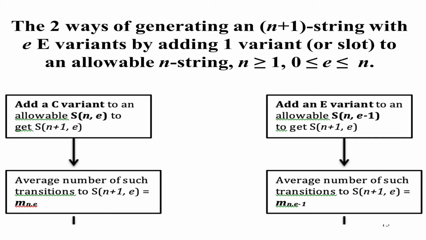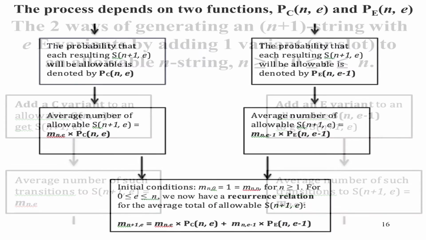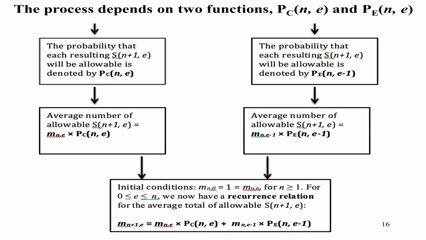There's a certain number of transitions here denoted by M, and notice the subscripts n and E. Here it's n and E minus 1. Then there's a probability that each of these is going to be allowable. You multiply number by probability, and you get an average number. There are 2 sources. You add them up, and this is the recurrence relation. You can do this iteratively. You can get the number of length n+1 with E variants from the number of length n. If you know Mn, you can know Mn+1. So that's the way we proceed.